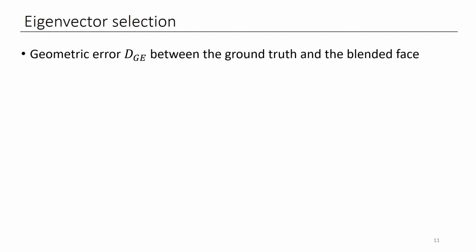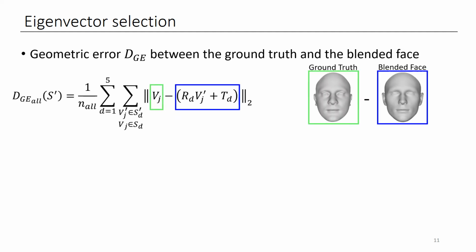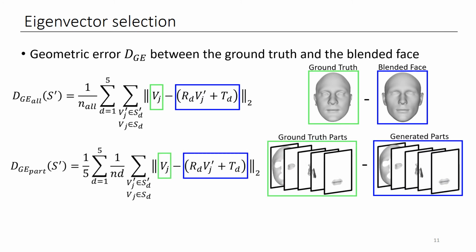We assess the accuracy of the reconstruction by calculating the average of the geometric error between the ground truth and the blended face. We record the average per vertex Euclidean distance over all vertices. Then we compute the average per part to ensure that parts with more vertices don't end up using most of the eigenvector budget at the expense of parts with fewer vertices. Finally, we average the two in a global error.